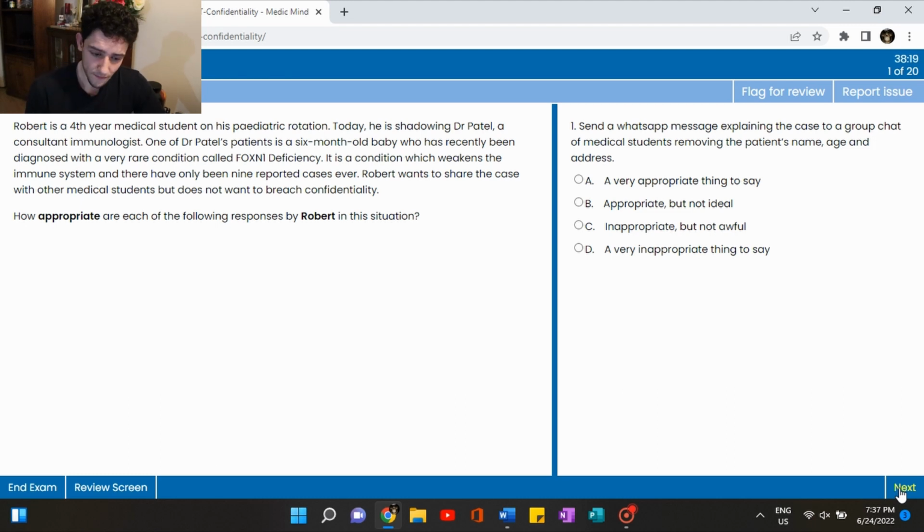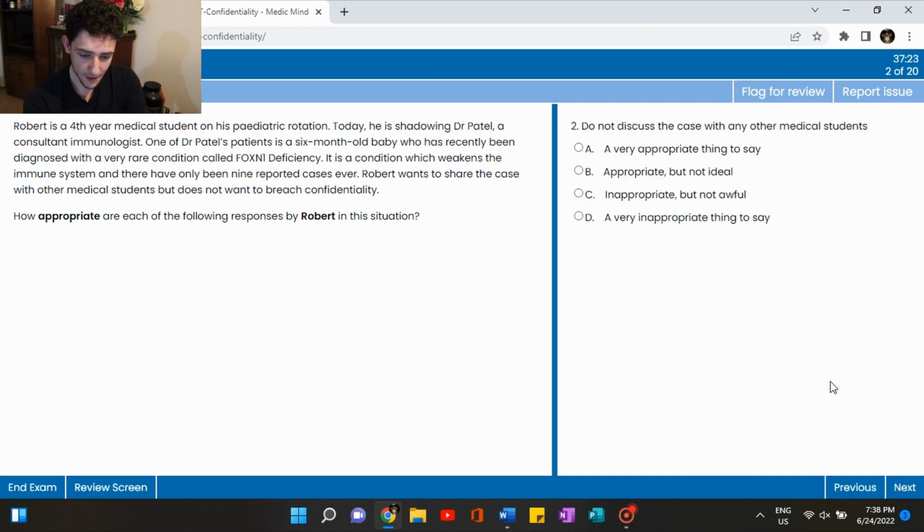So, number 1, send a WhatsApp message. Don't really know who uses WhatsApp anymore, but send a WhatsApp message explaining the case to a group chat of medical students, but remove the patient's name, age, and address. Social media and confidentiality is a big issue. I'm probably going to go with very inappropriate in this case, because even though Robert is removing the patient's name, age, and address, this condition is super rare, and it will be pretty easy to track down who has this condition. So, not really maintaining patient confidentiality, therefore it's a very inappropriate thing to do.